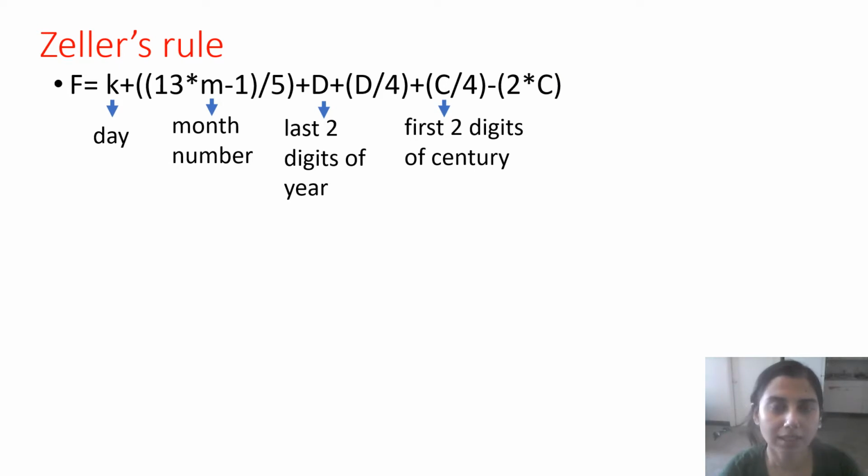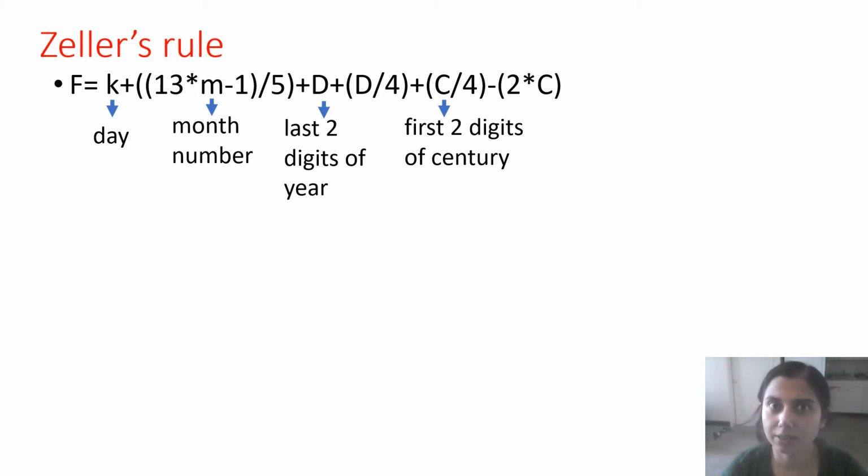Now let's discuss an easier rule, if you do not have an initial date to consider, for finding the weekday for a specific date. There are two methods of calculating this. One is Zeller's rule and the other one is the key method.